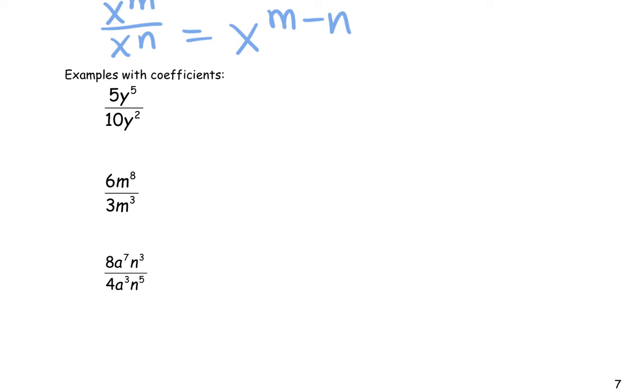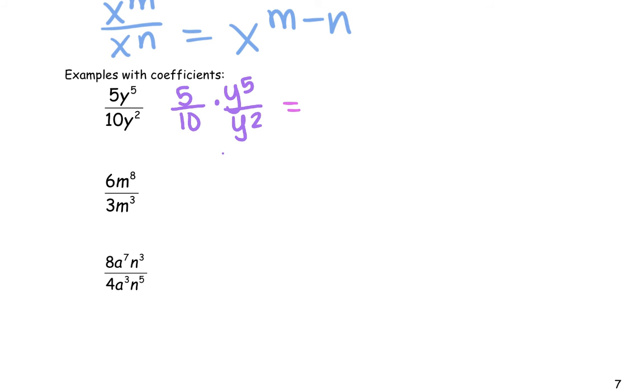All right, so when we have coefficients or numbers in front of our expression, we are actually going to divide those. So I'm going to write this separately. I'm going to write this as 5 over 10 and y to the 5th over y to the 2nd, right? Because remember, when we learned about fractions, to multiply fractions, we multiply straight across the top and straight across the bottom. So if I were to multiply those two fractions, I would end up with 5y to the 5th over 10y squared, which is what I started with.